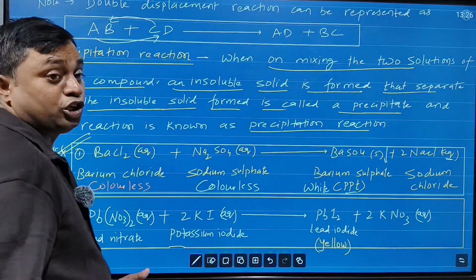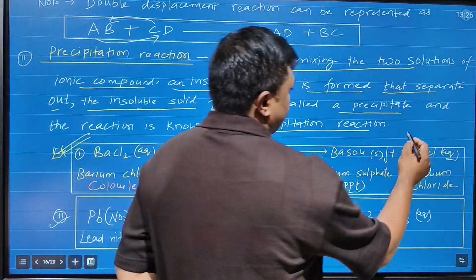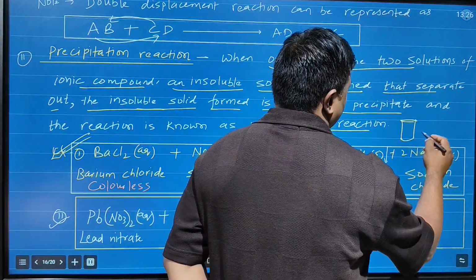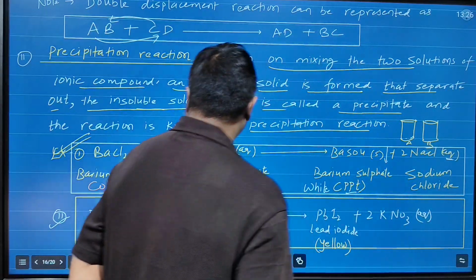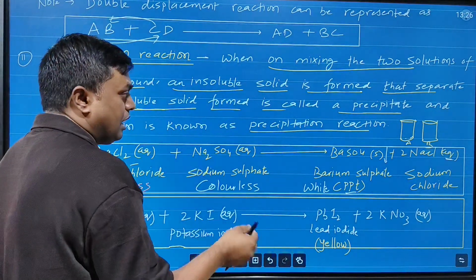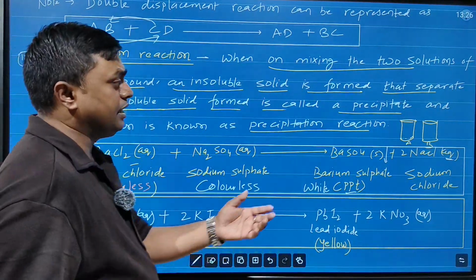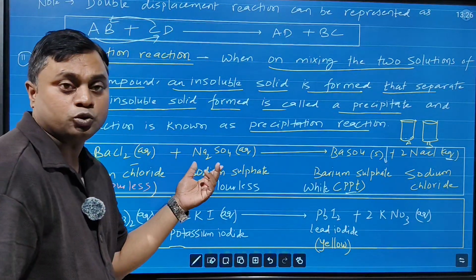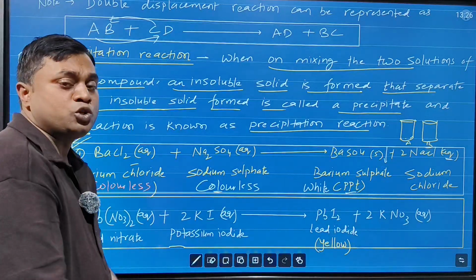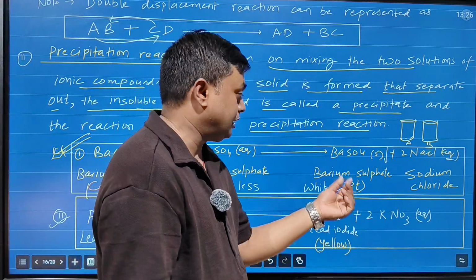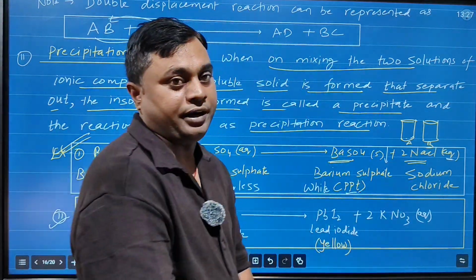Let's take this example: reaction of barium chloride with sodium sulfate. You can take two test tubes and mark them A and B. In the first test tube you put a pinch of barium chloride and take 10 ml of water. Make a solution, and you will get a colorless solution. Similarly, in another test tube, you add a pinch of sodium sulfate, add 10 ml of water, make a solution, and you will get a colorless solution. Once you mix them, you will get a white precipitate, which is nothing but barium sulfate. Along with that, NaCl is obtained.